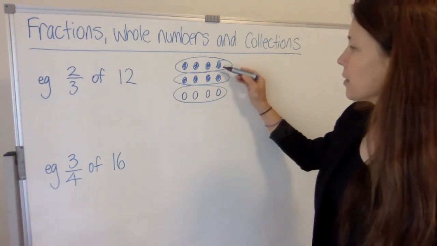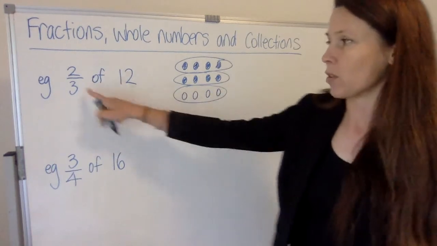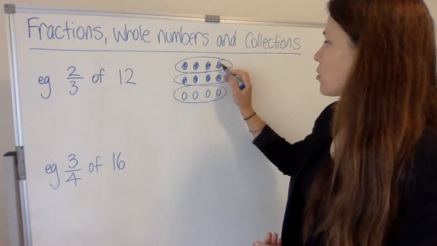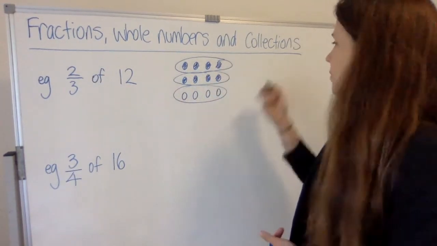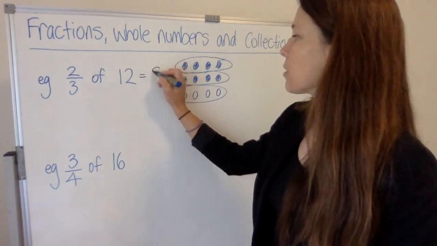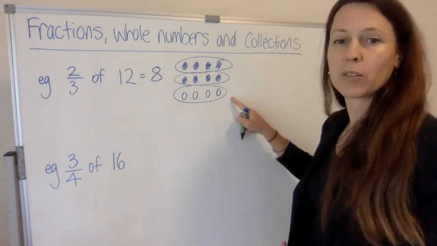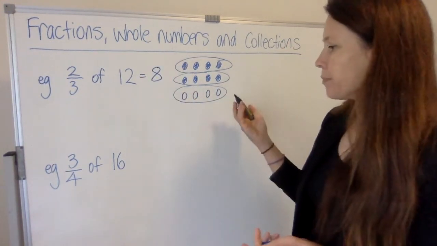Now how many is it? We don't have all of the 12, we've just got some of it. We've got 1, 2, 3, 4, 5, 6, 7, 8. So 2/3 of 12 equals 8. And this picture is a really good way to describe how to figure it out.